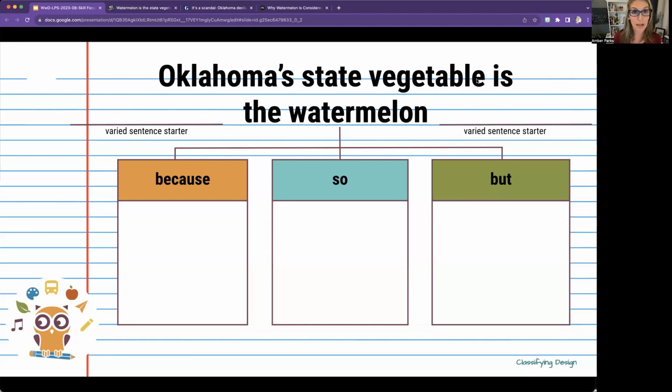And then lastly is but, right? What's a difference? What's something that's in opposition or is different from what's in that sentence stem? But, so Oklahoma state vegetable is a watermelon, but everywhere else it's a fruit, or but it doesn't sit well with a lot of people, or but it doesn't really change if people like it or not, right?